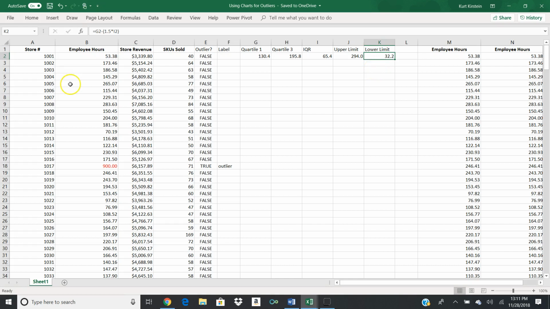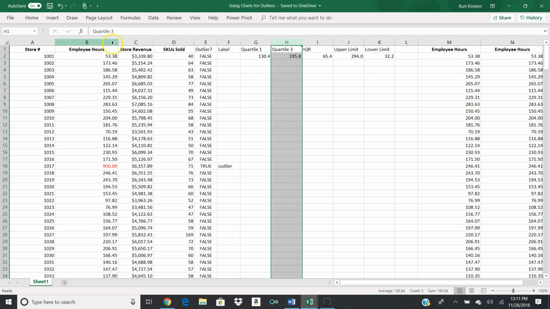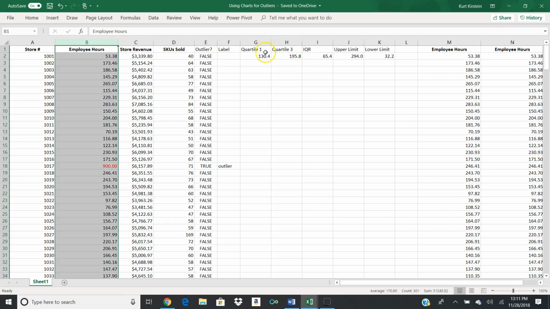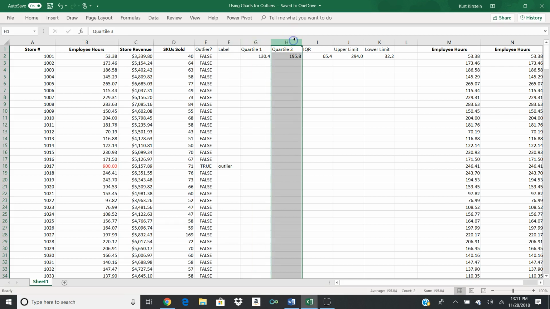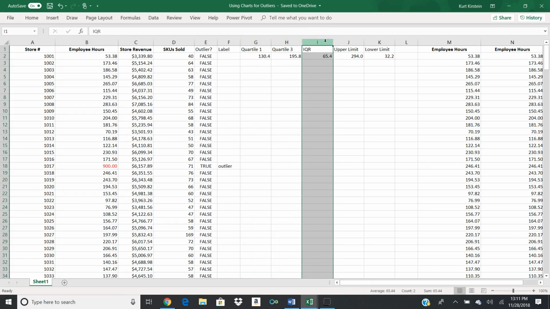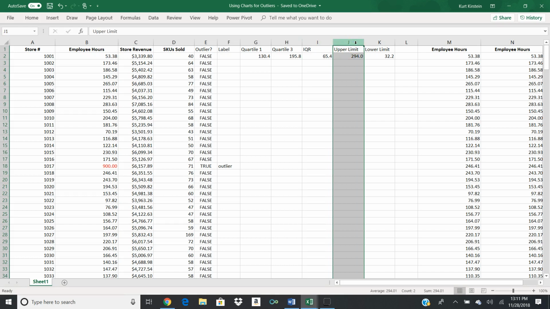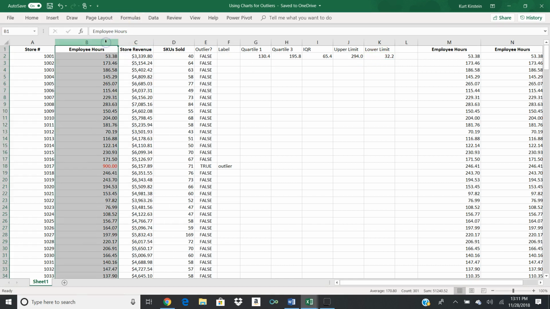So just to recap, we calculated the quartile 1 value for employee hours. Then we calculated the quartile 3 value also for employee hours. Then we subtracted quartile 1 from quartile 3 to get the interquartile range. Then we determined our upper limit by taking the value that is in H2 and we added 1.5 times the interquartile range. For the lower limit, we took the value that was in G2 and we subtracted 1.5 times the interquartile range to get that value. Okay, those are our parameters, and to be specific, they are only for column B.